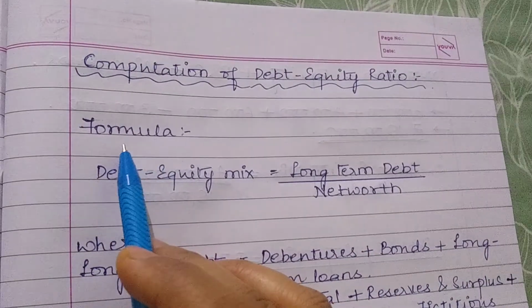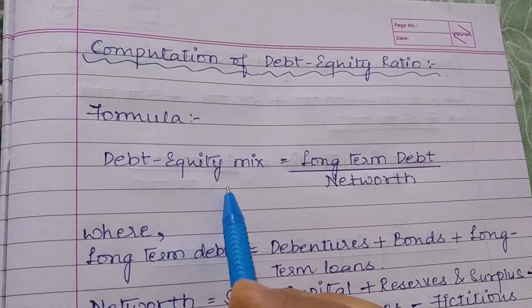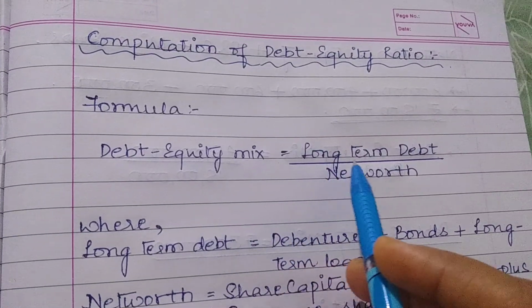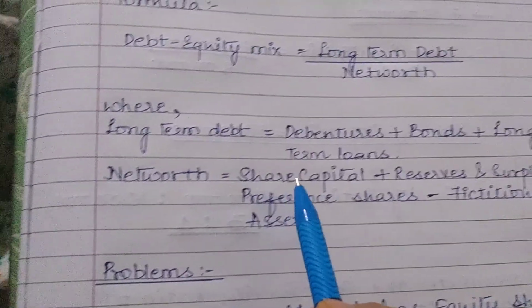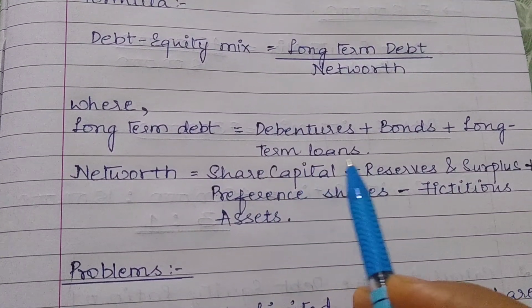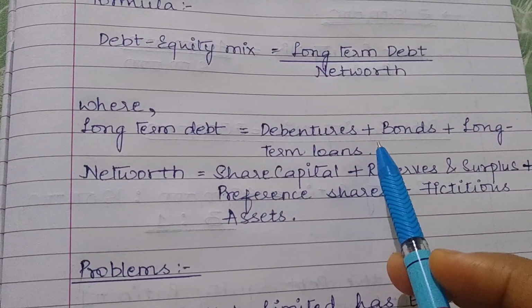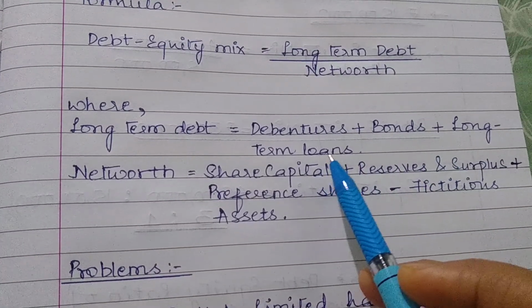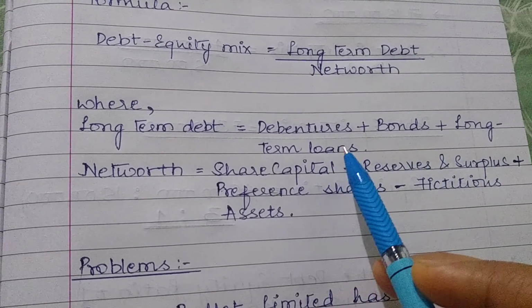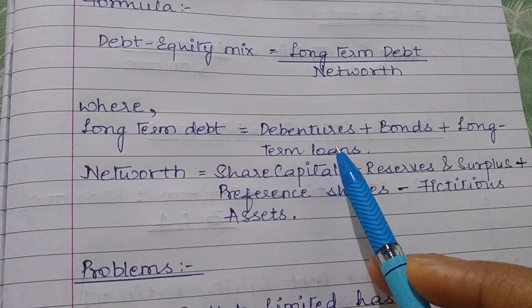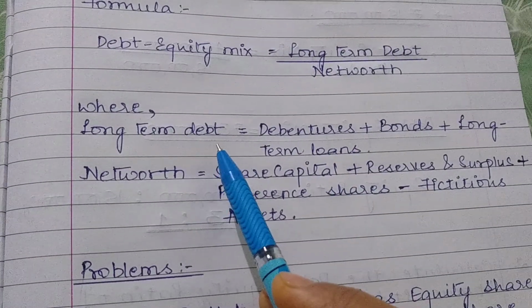The formula is debt equity mix is equal to long term debt divided by net worth, where long term debt is equal to debentures plus bonds plus long term loans. Debentures, bonds, and long term loans. The total of this is called long term debt.